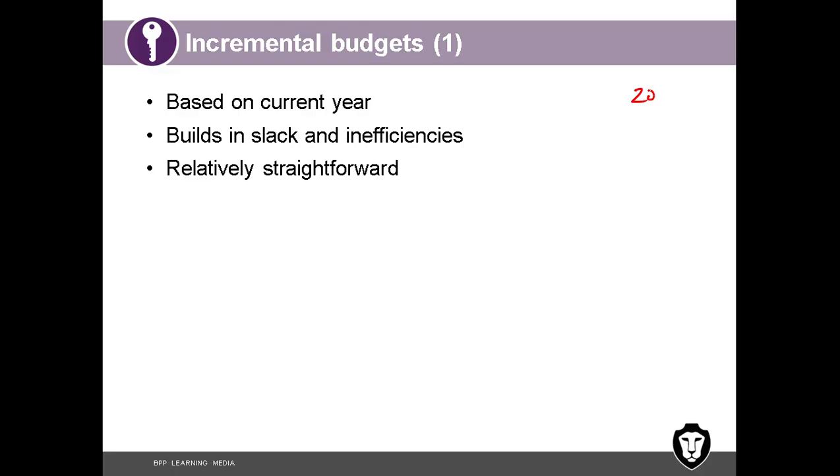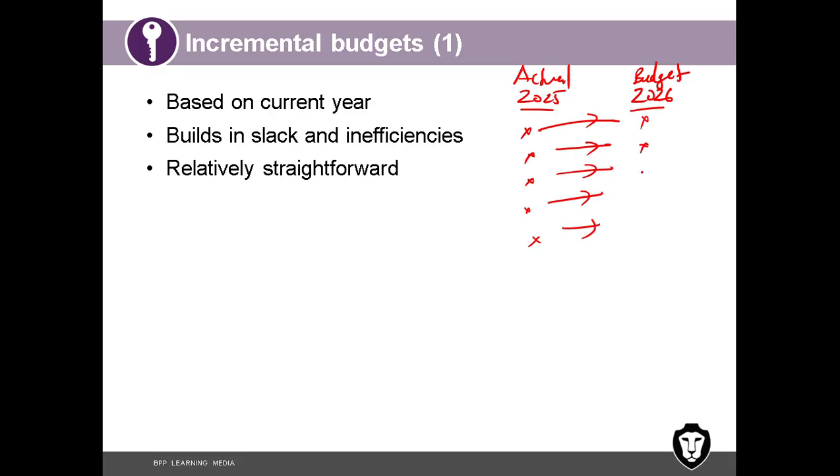If you are going to prepare the budget for 2026, you take previous year, that is basically the current year, actuals. Take each item, sales, material, variable cost, labor, everything. Just make necessary changes for each item and prepare the budget.